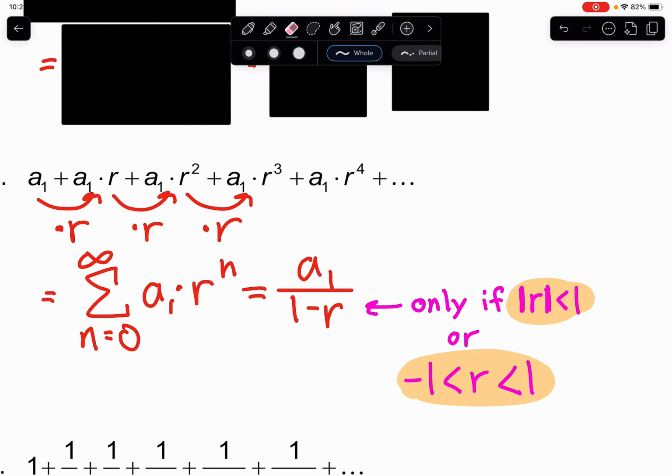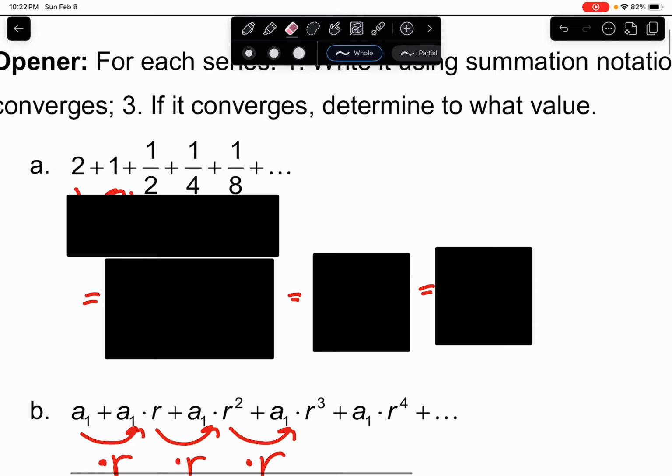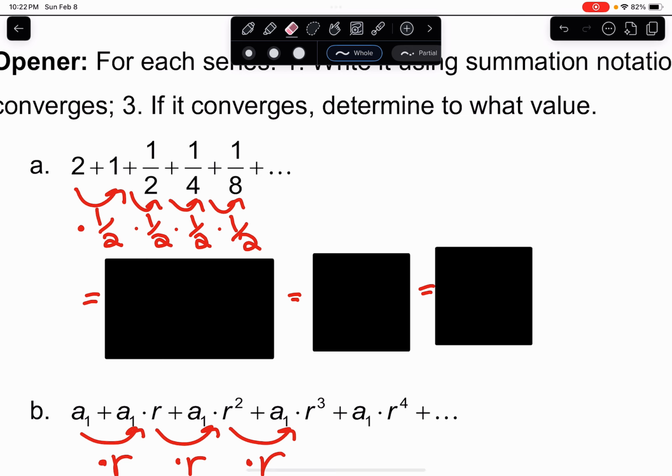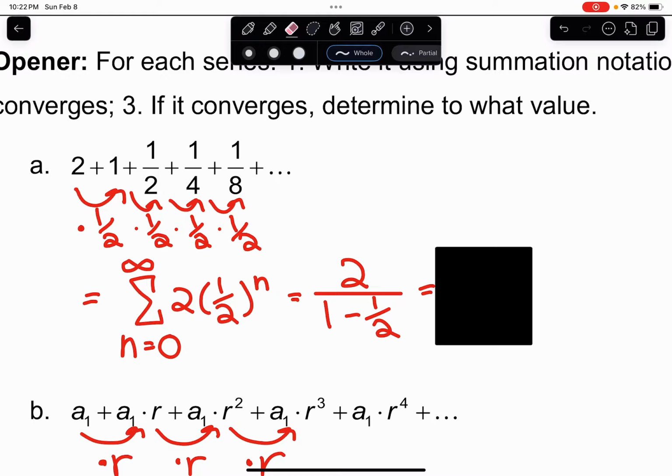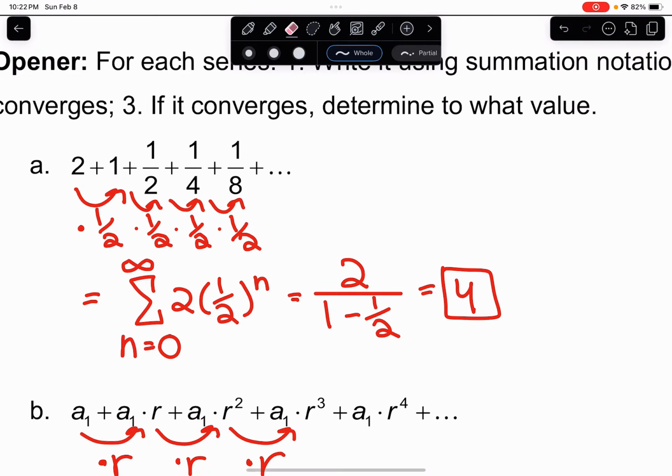Okay, and so if we go back now to opener A, we have the series 2 plus 1 plus a half plus a fourth plus an eighth plus dot dot dot, the 16th, the 32nd, etc. We can see we're multiplying each term by a half. The first thing, which we're going to have to do a lot in this chapter, let's go ahead and write this in summation notation. And so we get from 0 to infinity, a sub 1 is 2, r is a half to the nth power. Because r here is between 1 and negative 1, we can use our formula 2 over 1 minus r. And so we get 2 over a half, which is 4.